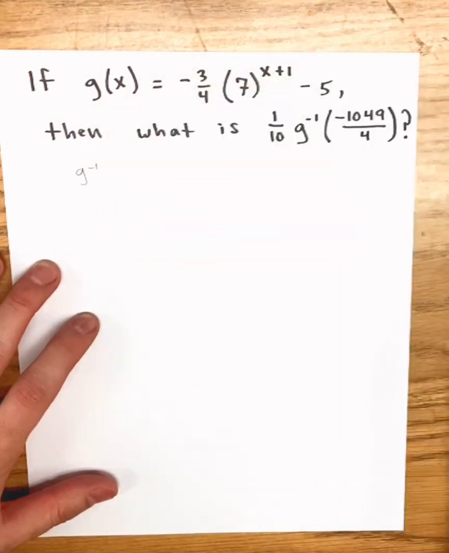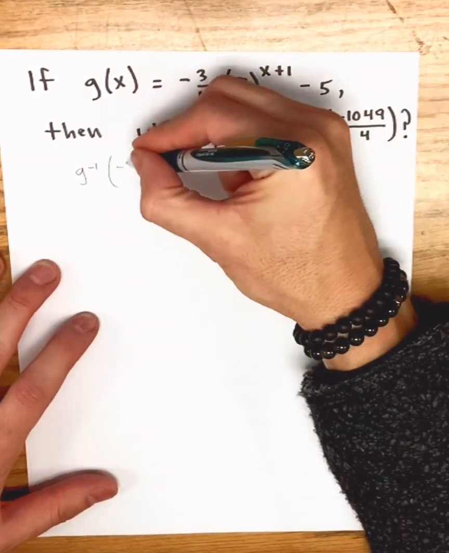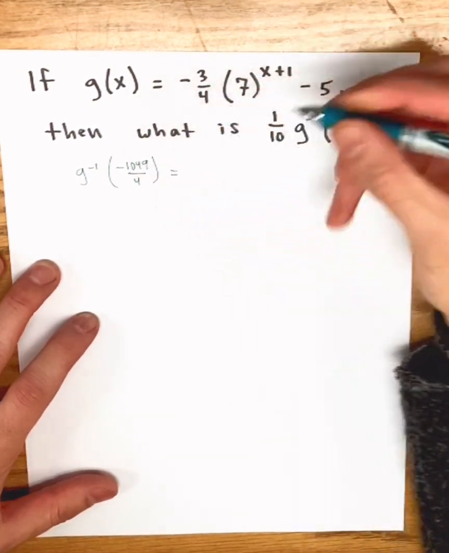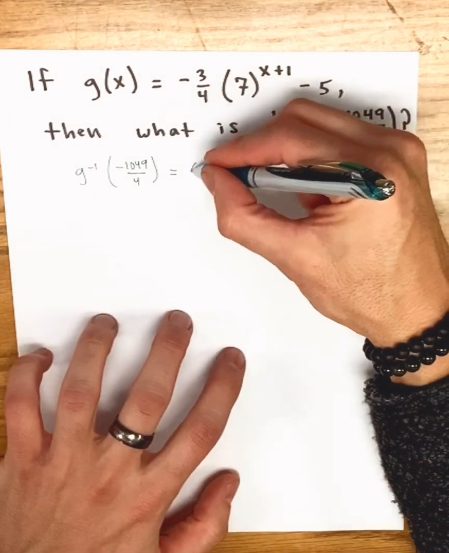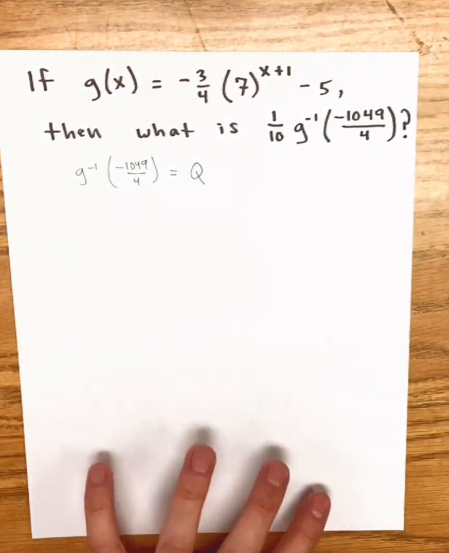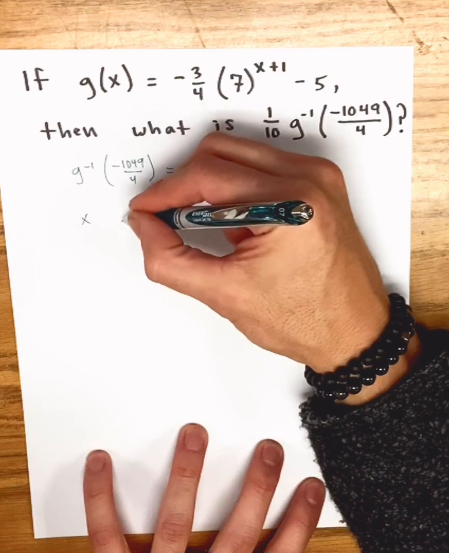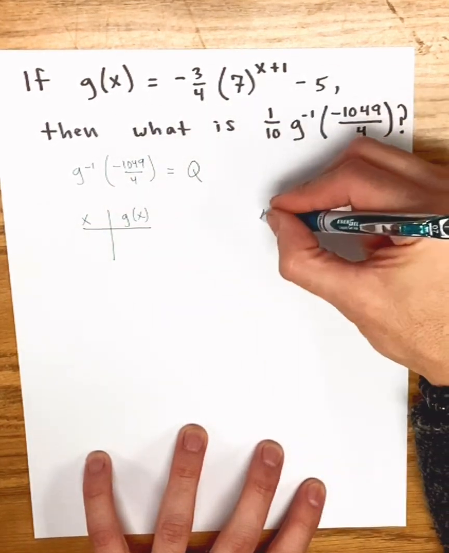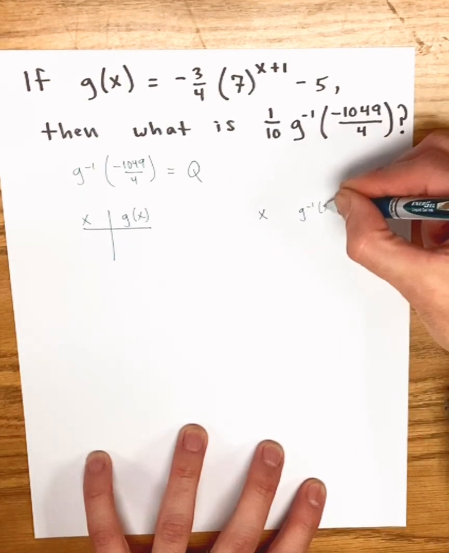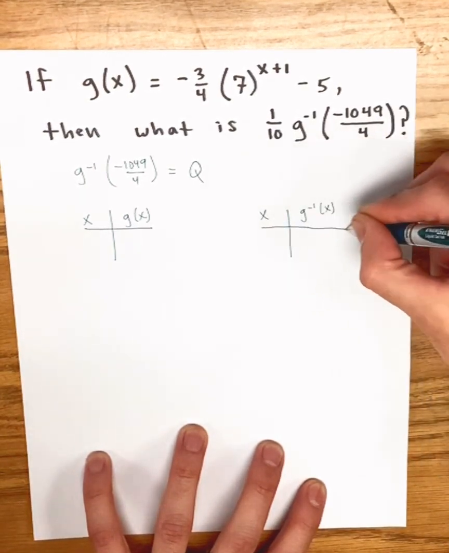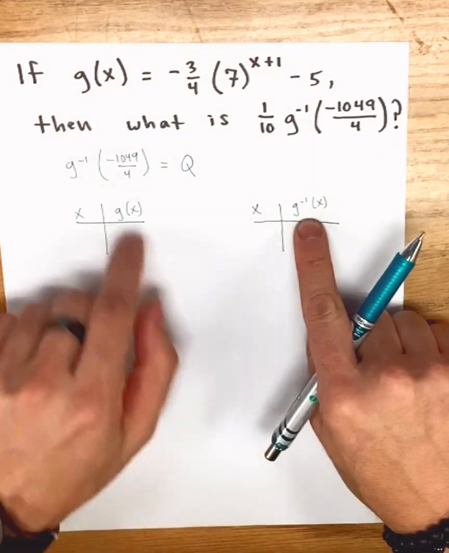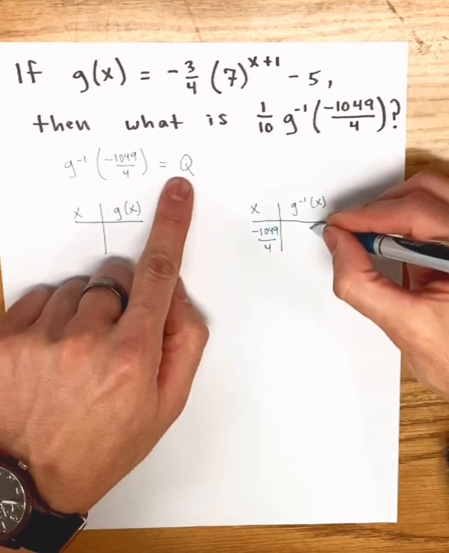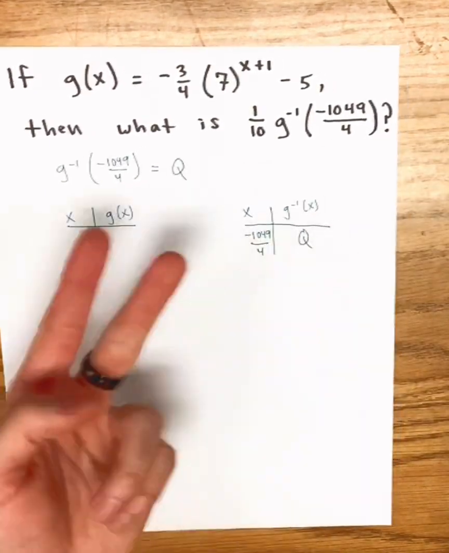I'm going to go through and say that G inverse of this really weird fraction is equal to, just pick any number. How about Q? That means this. If I make an X G of X and an X G inverse of X table, on this table here, I can use this input with this output, and then I can reverse the order over here.